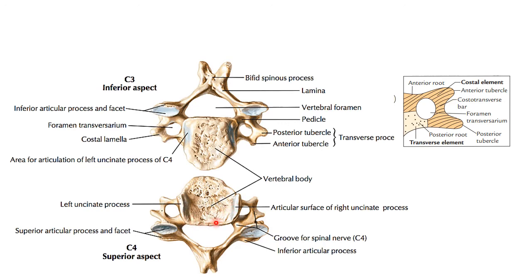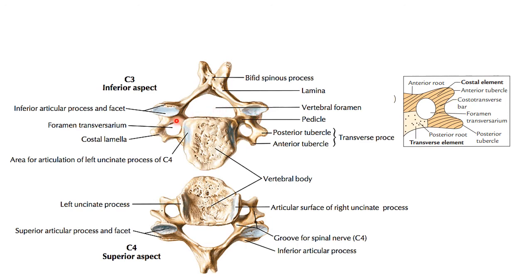Coming to the vertebral foramen, it is triangular and larger than the body. Then coming to the articular facets, the superior articular facets and the inferior articular facets. The superior articular facets are directed backward and upwards, and the inferior facets are directed forward and downward.